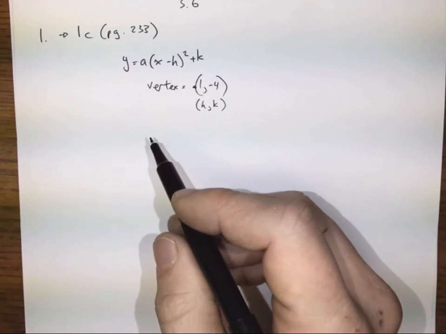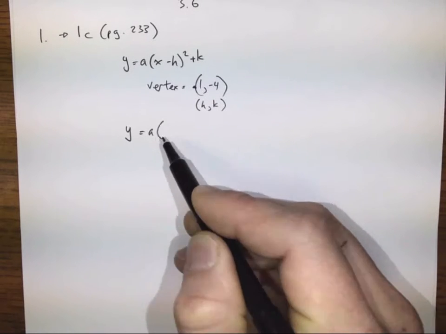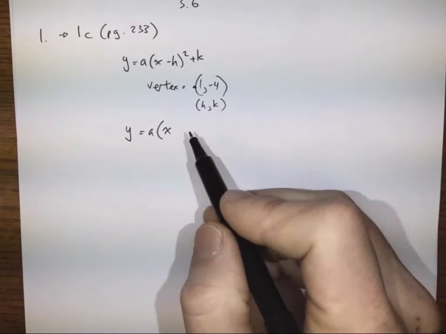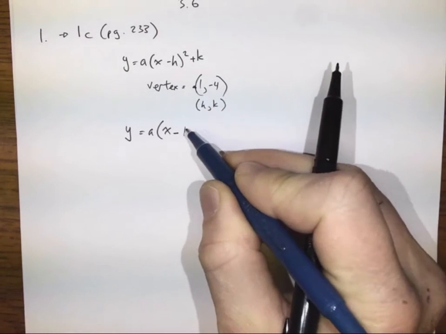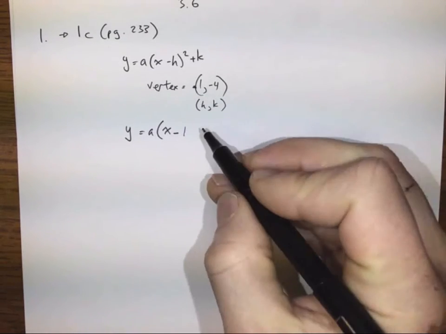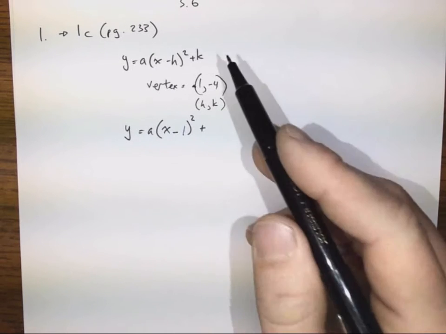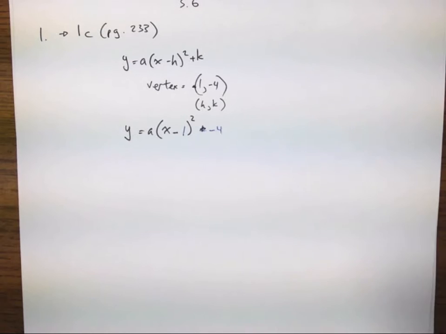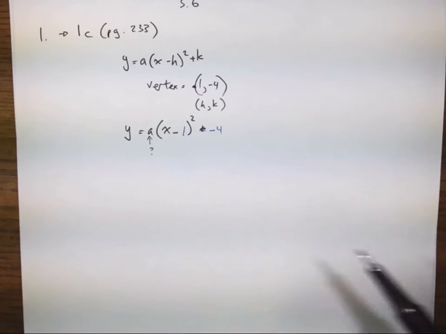So the next thing we can do is rewrite this equation. Y equals A, and we have x, and instead of minus h, we have minus 1, which is our h value. And we square it, and then we add, and here we have a -4, so k is our -4 value, so actually I would change that to a -4. And here we're well on our way. All we really need to do is find this A value, and then we're done.